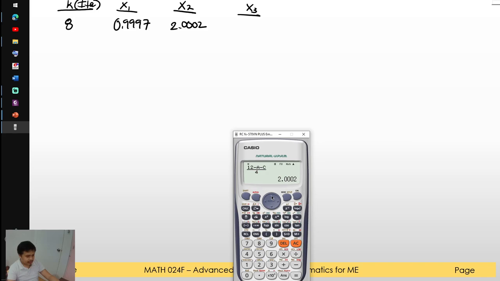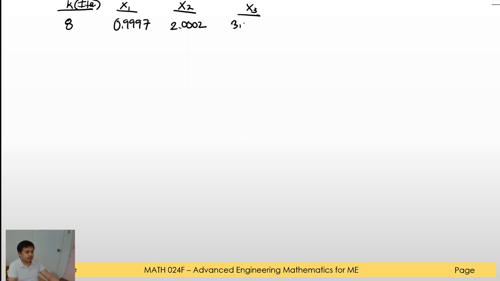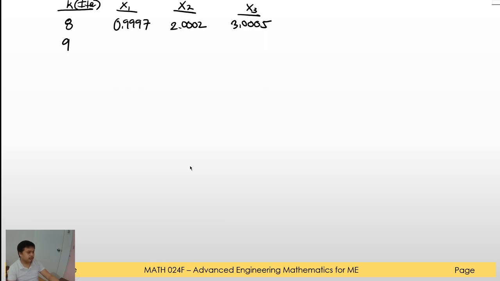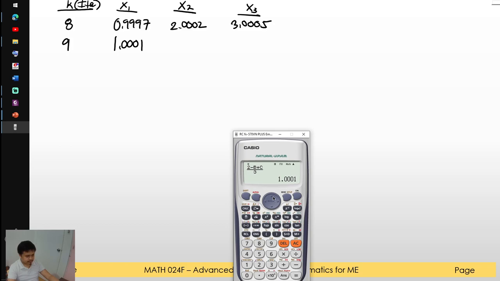And then for X3, the X3 here. Okay, so for X3, we'll do the same thing. So calc, okay, we are good with that. So we have 3.00005. Okay, for the 9th one, so solve this again, sorry, the two formula. So calc, and then what is the present of X2, 2.002, and then 3.0003. Again, so 1.0001, and then 4, 12.